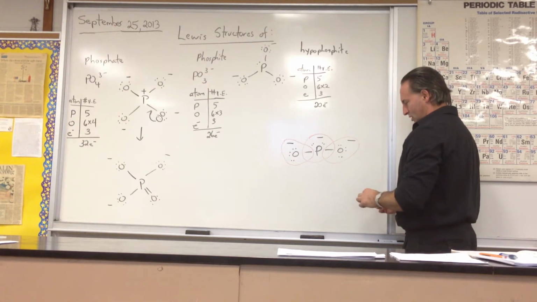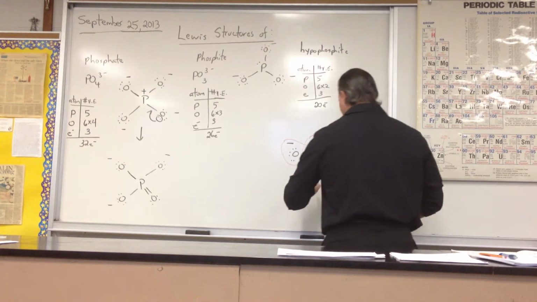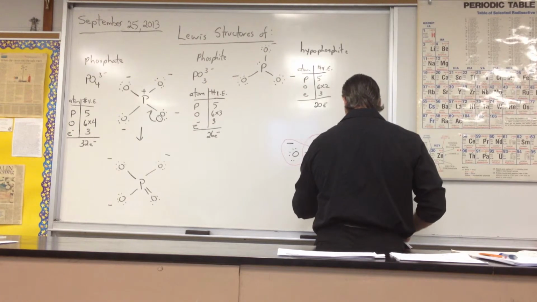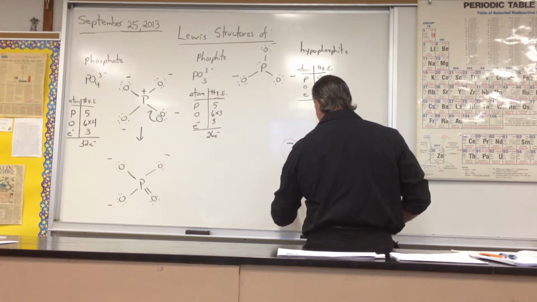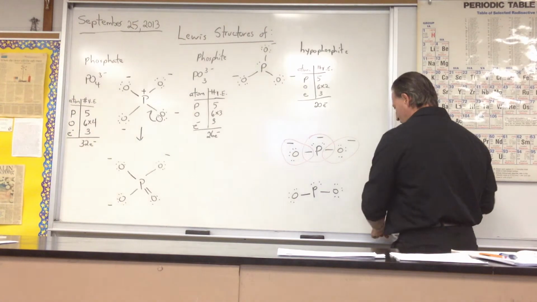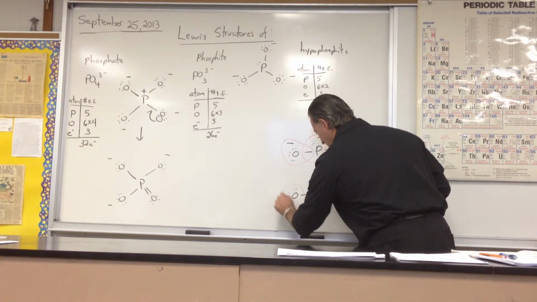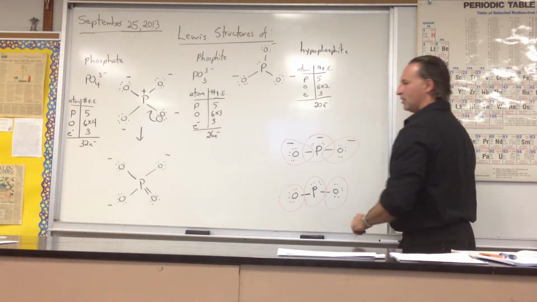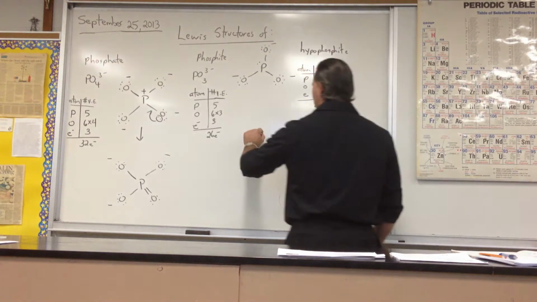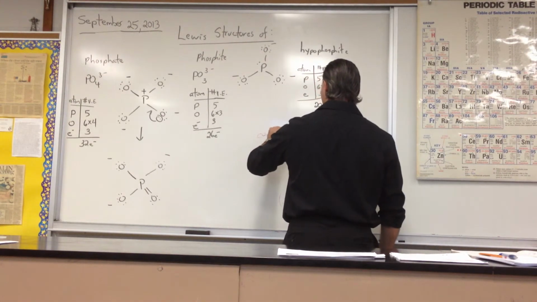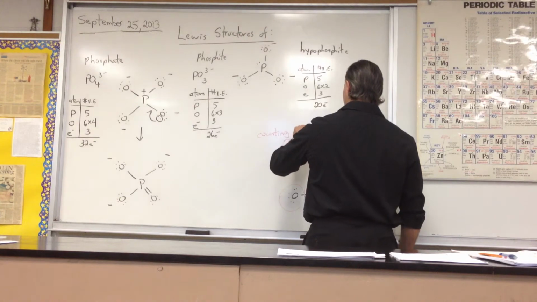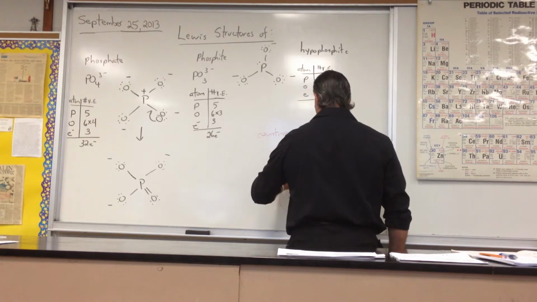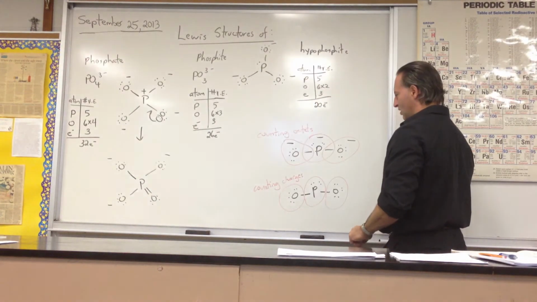But for charge, you would count it this way. I'll redraw the molecule. For charge, you would count it this way. So counting on octets looks like this. Counting charges looks like this. Looks a little like a dog's nose, doesn't it?